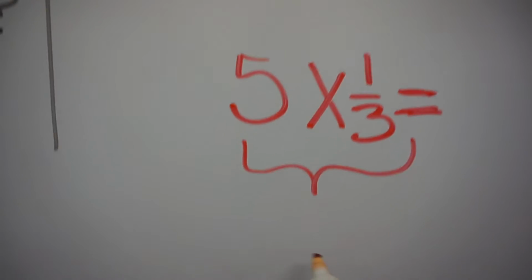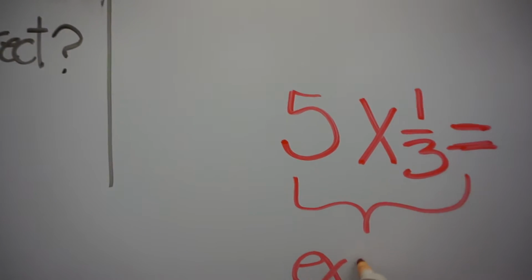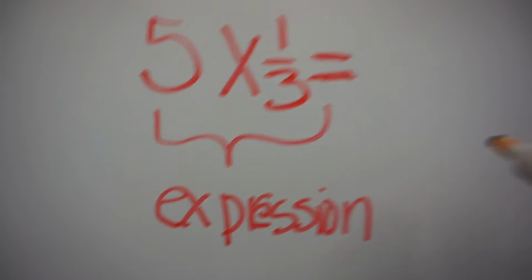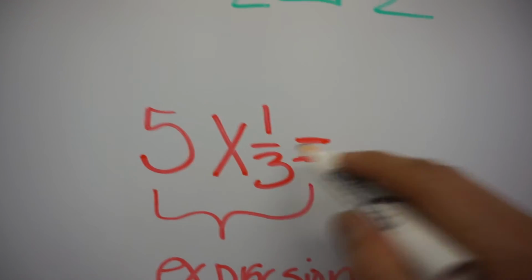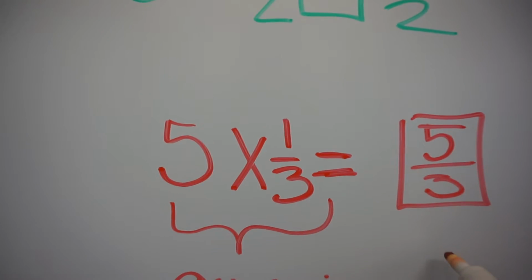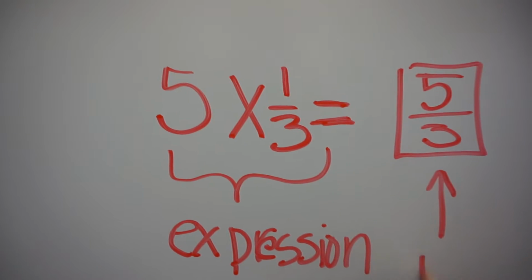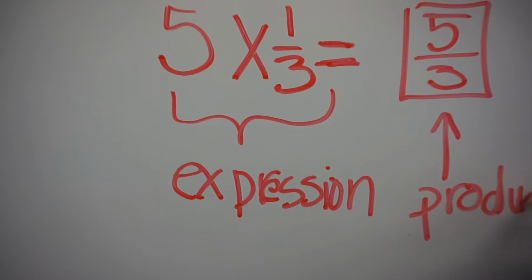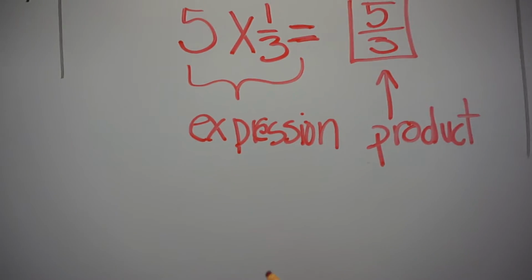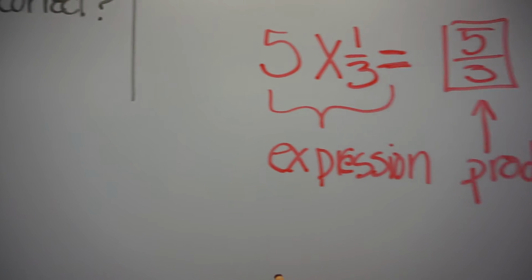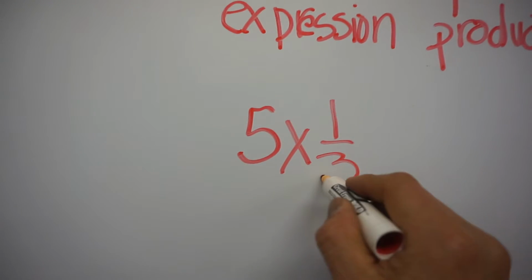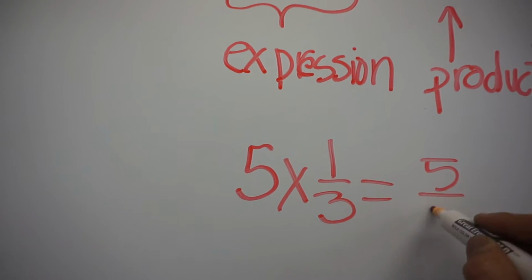let me write this down. So the expression, excuse my writing, my camera is in my hands, will always equal the product, which will be 5/3. Here, this is the product. We can write this in a different manner, my friends. We can say, look, we can do this. We can also say that 5 times 1/3 equals 5/3. Well, let's prove this.